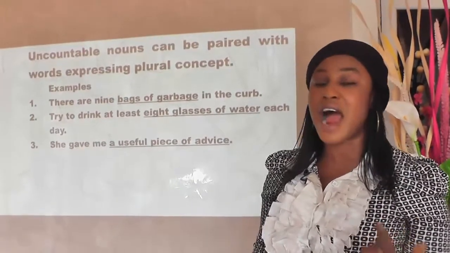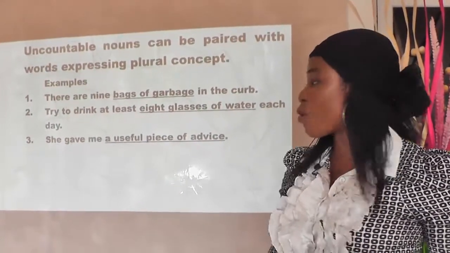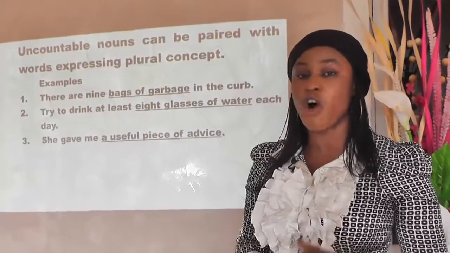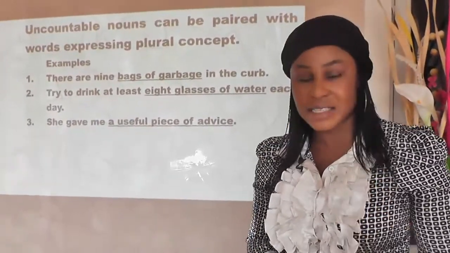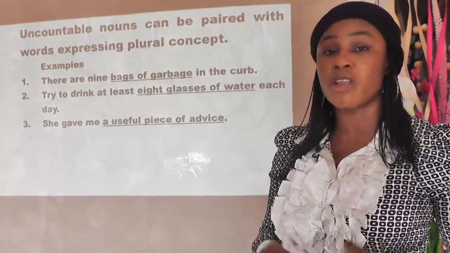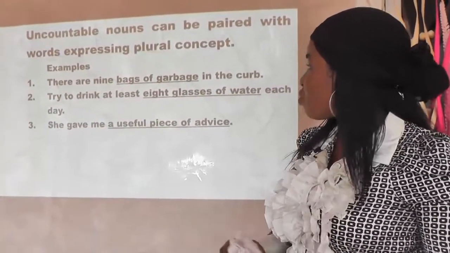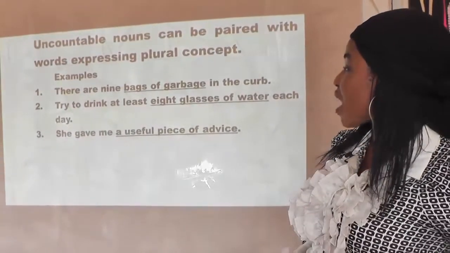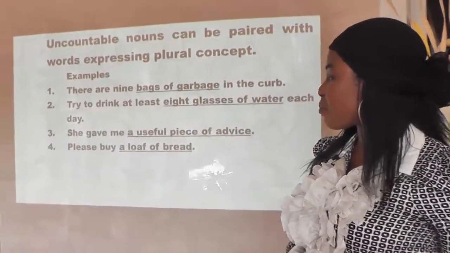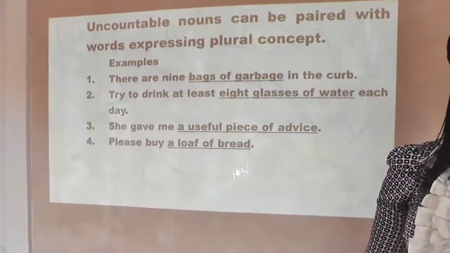Neither do we have an advice or an advice, but we have what? A useful piece of advice. A useful piece in that sentence is countable, while advice is uncountable. So you now see the way we can pair uncountable noun with words that express plural concepts. Then the fourth example, please buy a loaf of bread.